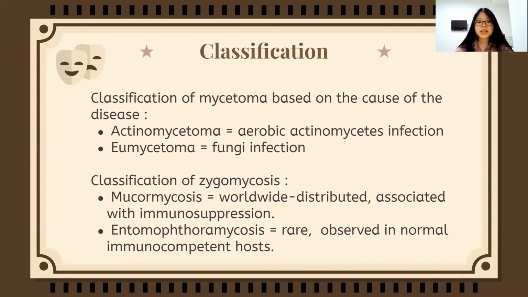Mucormycosis is a worldwide distributed mycosis associated with immunosuppression, whereas entomophthoramycosis is a rare subcutaneous and mucocutaneous mycosis observed in normal immunocompetent hosts.